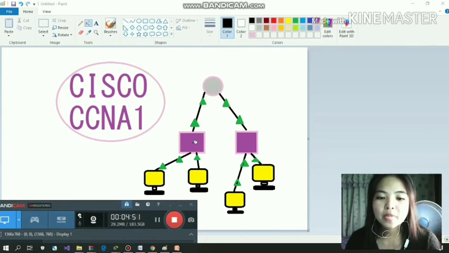So from the CCNA1, I've understood how to connect or build a topology.